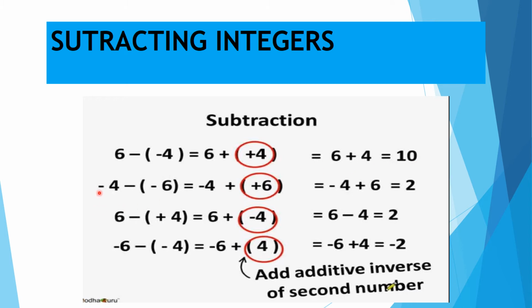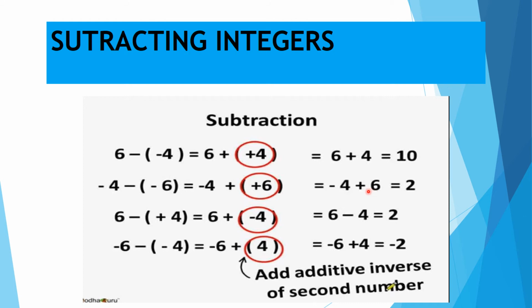Now the second one, minus 4 minus 6. The first integer will remain as it is. So minus 4. Now the sign which we are changing, minus, we will not do minus, we will change to plus, the positive sign. Once we change this sign, the number which is just after this sign, we change it to inverse. So here it is minus 6, so it will become plus 6. So minus 4 plus 6.